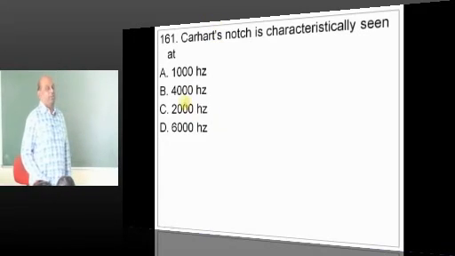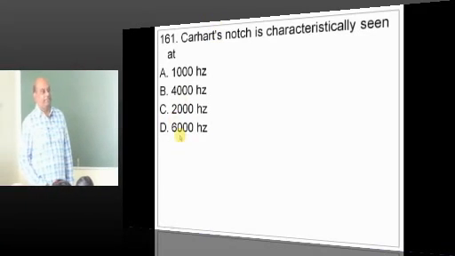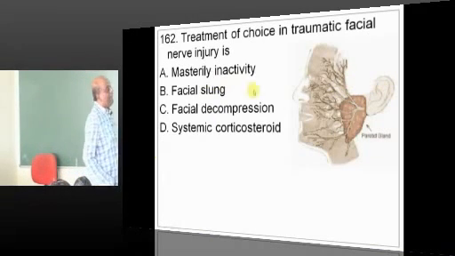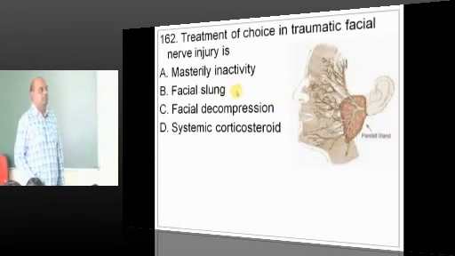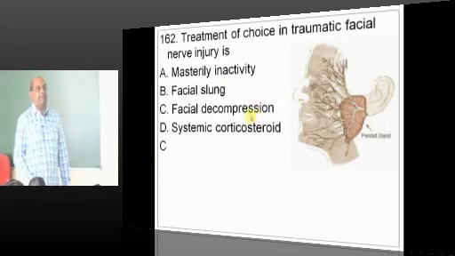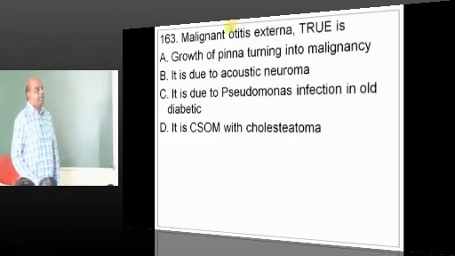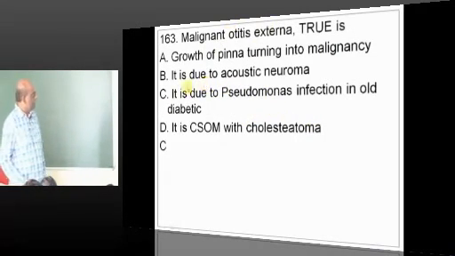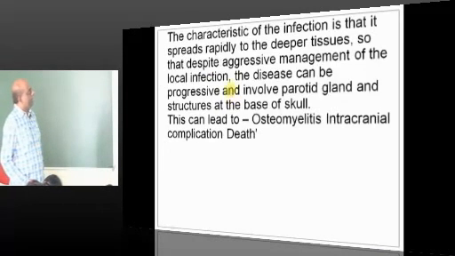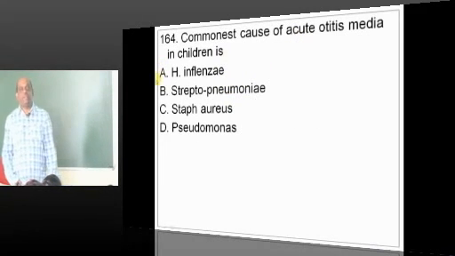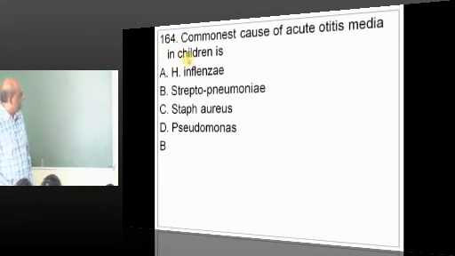2. C. If you answered wrong, you will have to study ENT a little more. Then traumatic facial nerve injury, what do you want to do? No role for any decompression. Conservative management. You need to do decompression. Malignant otitis externa, C, Pseudomonas in old diabetic. ASOM in children, B, Streptococcus pneumoniae.